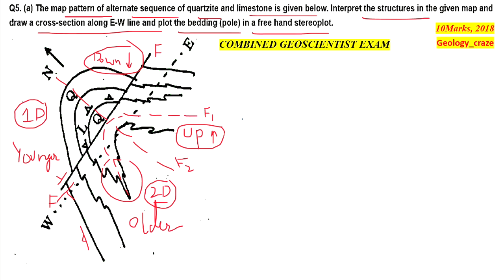If I look at this F1 fold, it is refolded. It means its axial plane is curved. And if I look at the F2 fold, it is straight. Its axial plane is not curved. So it is a type 3 fold interference pattern.